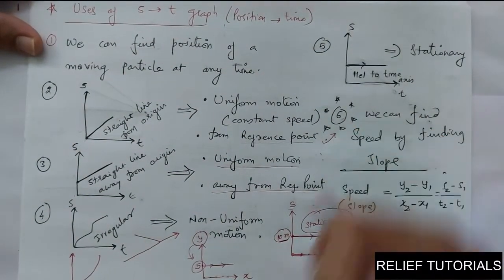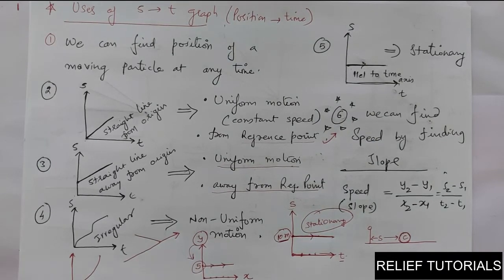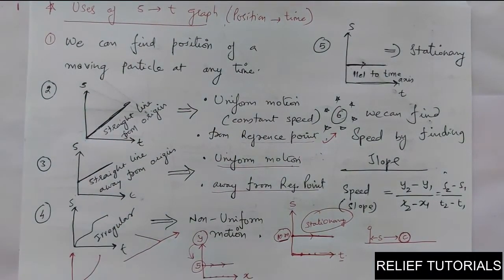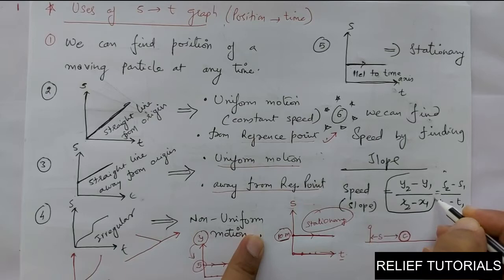The sixth and most important use we have seen is that we can find speed by finding the slope, how steep the line is. This is the graph here. So how to find the slope? Slope can be found by the formula (y2 minus y1) upon (x2 minus x1). Here in this particular graph, it is (s2 minus s1) upon (t2 minus t1), because on the y-axis we have represented distance, and on the x-axis we have represented time. So this is the mathematical formula for slope.